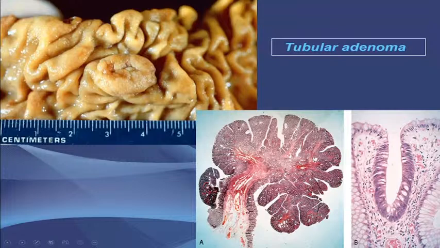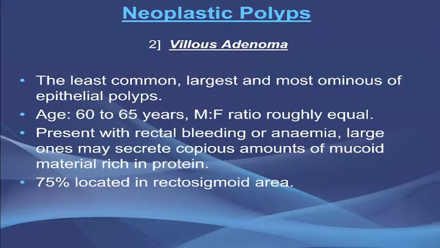The villous adenoma is the least common, but the largest and most ominous of epithelial polyps, because they tend to have a higher risk for malignancy than the tubular adenomas. And the age range is the same as the tubular adenomas, over 60. 60 to 65 is the peak age range. Similar male to female ratio.